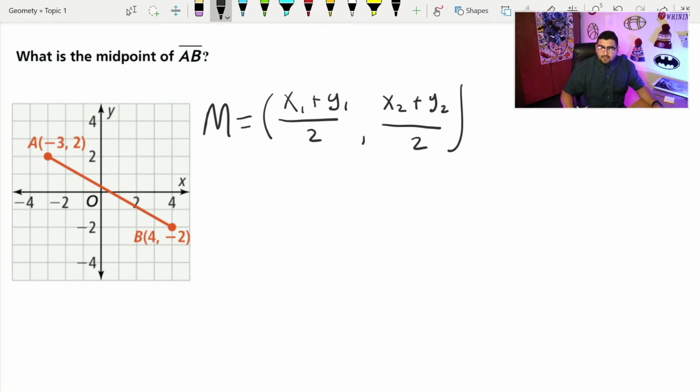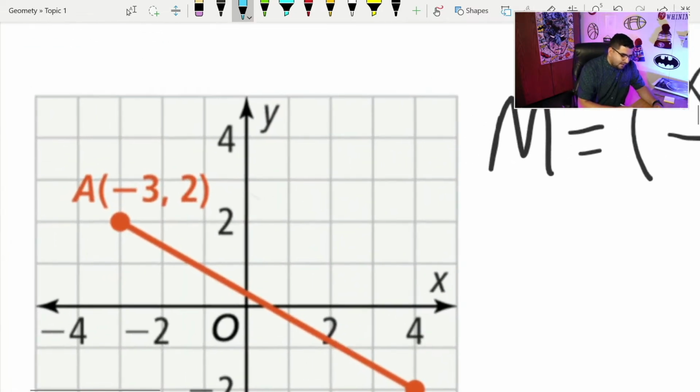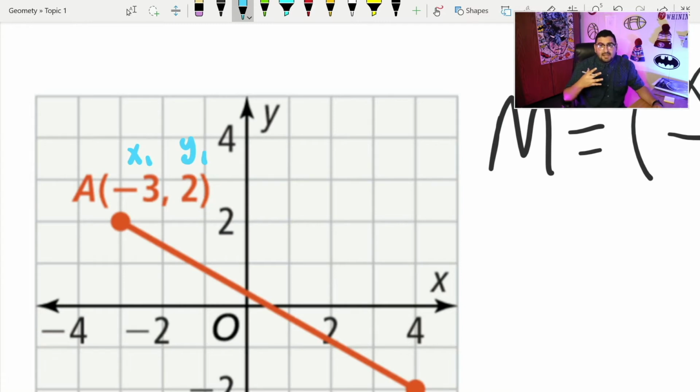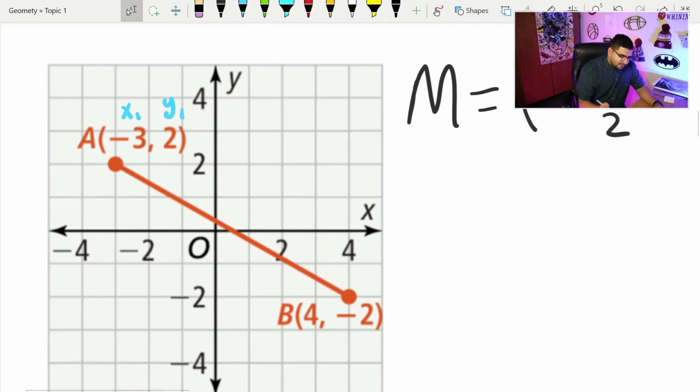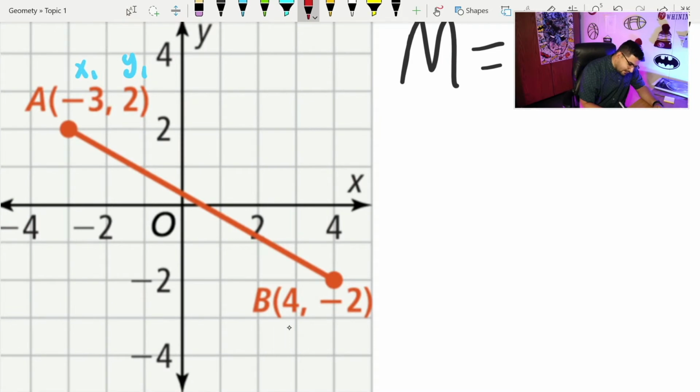So they give us point A and point B on the graph. I actually like to label my points so that it's easier to plug them into the formula. So -3 is going to be my X1, because it's the X component to the first point. And 2 is going to be my Y1, because that's the Y component to the first point. I am making A the first point. If you wanted to, you could also make B the first point, and you'd still get the same answer. So now let's make B my second point. So 4 is going to be X2, and -2 is going to be Y2.